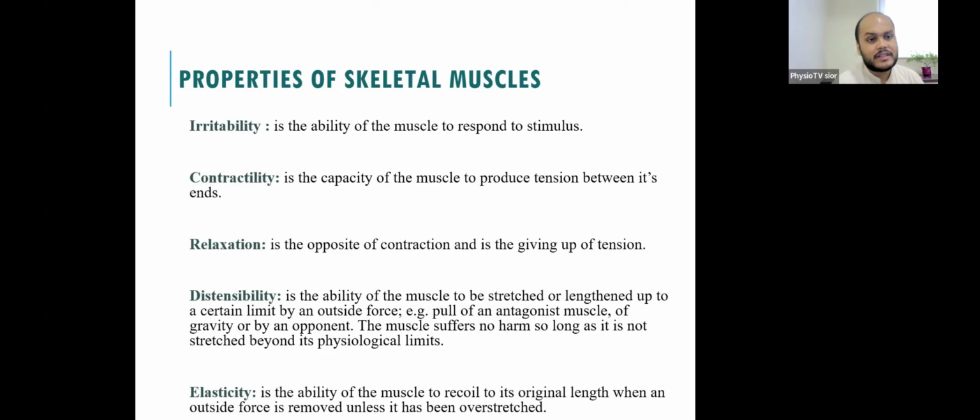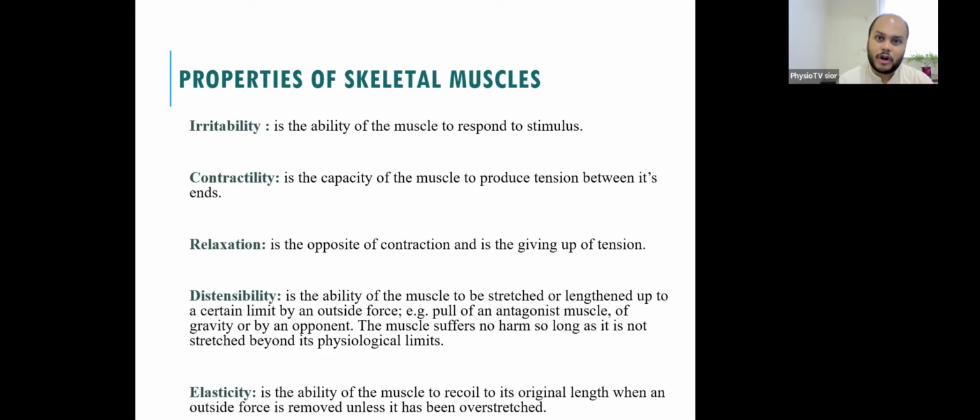Next, moving on, is the property of contractility. Contractility is basically the capacity of the muscle to produce tension between its ends. Now, this capacity changes from one muscle to another. What do I mean by this? Contractility varies from muscle to muscle, and depending upon the force that the muscle needs to exhibit, it changes.